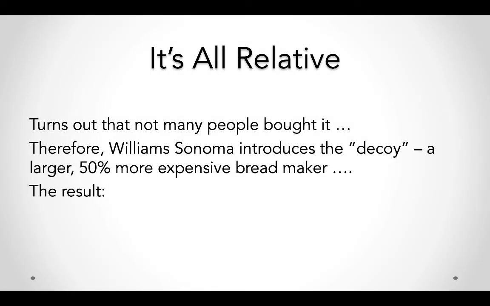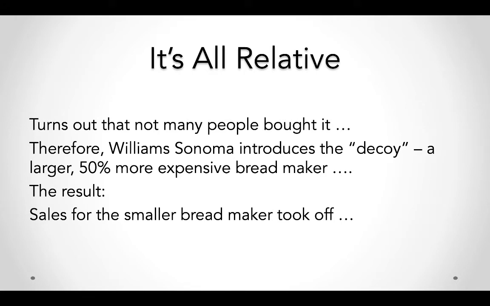So what did they do? They introduced a decoy machine, a larger, 50% more expensive bread maker. What happened to the original 275 machine? The sales of the machine took off, because now people can compare between the original machine and the much more expensive machine, and they chose the less expensive one. Okay, so it makes all the sense in business.